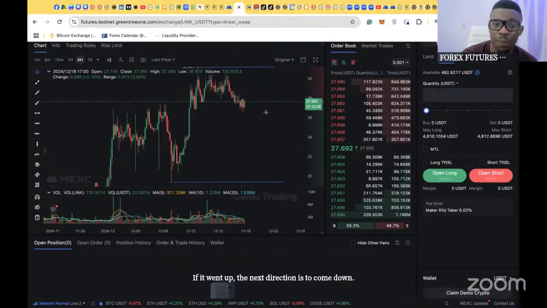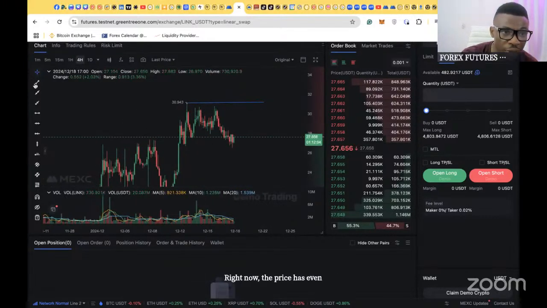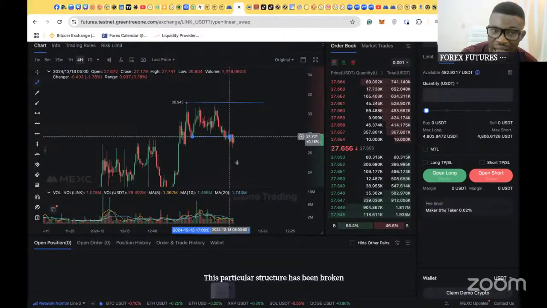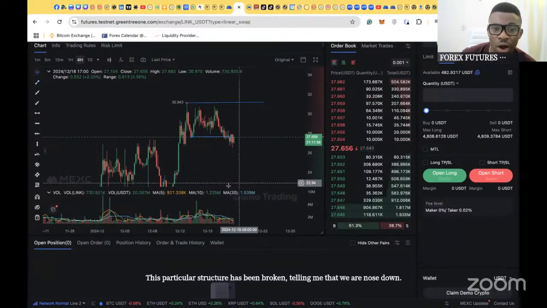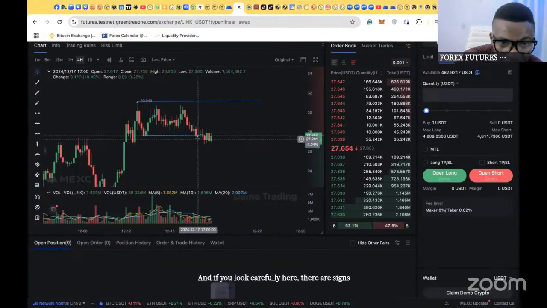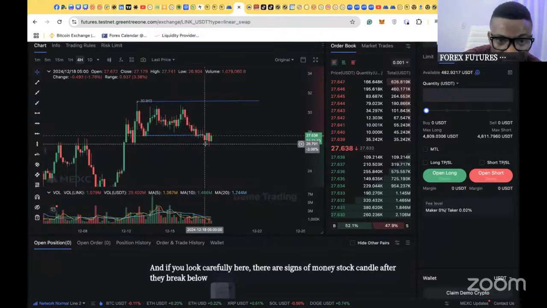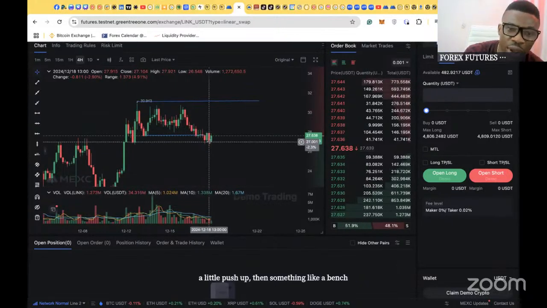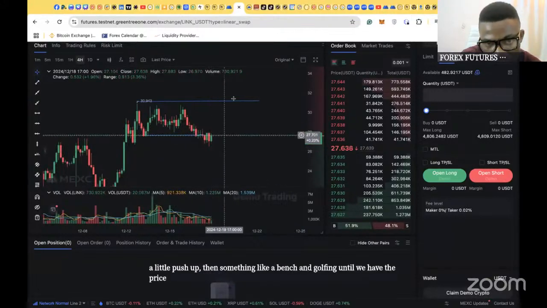Right now, the price has even broken a structure from here. This particular structure has been broken, telling me that we are nose down. We are not going up. We are nose down. And if you look carefully here, there are signs of morning star candle after the break below, pushback, morning star candle, a little push up, then something like a bearish engulfing until we have the price close above a pullback before we go up again.